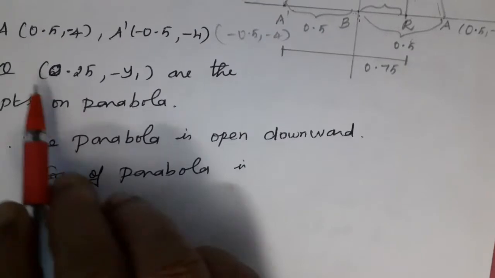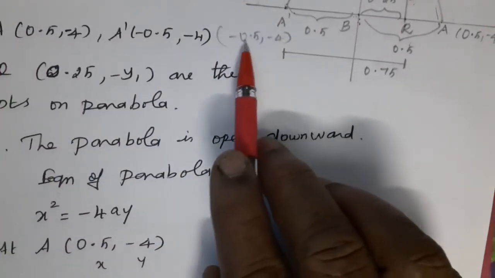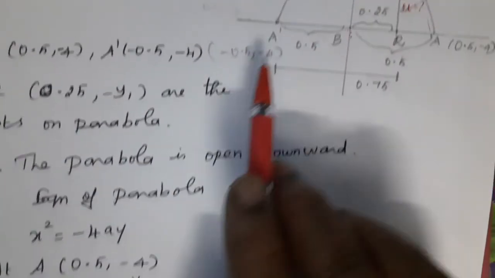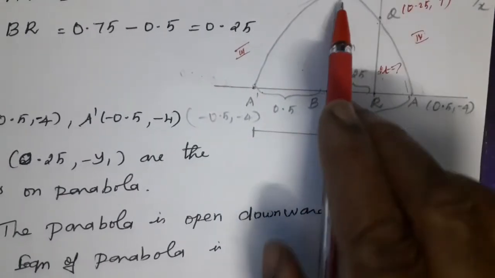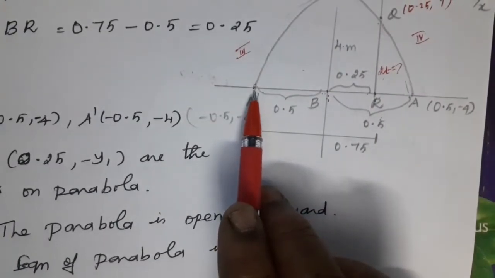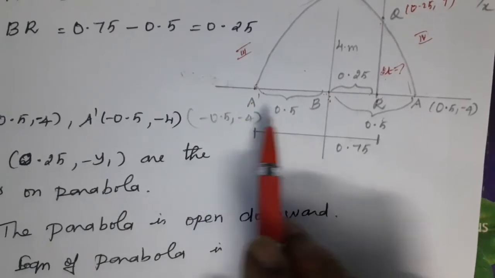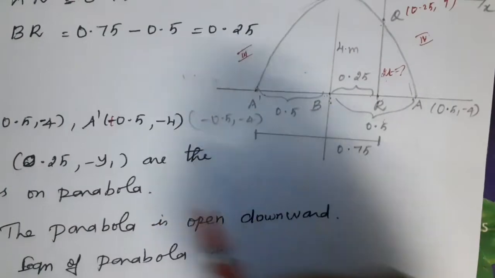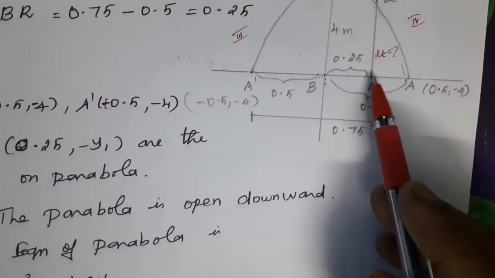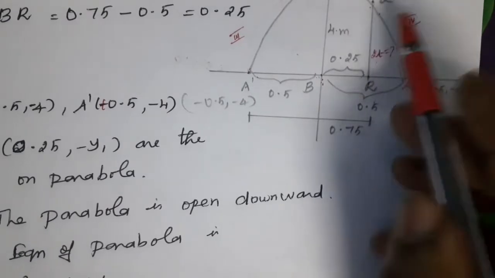Now listen. What is the A point? A point is minus 0.5 comma minus 4, because it is in the third quadrant. Vertex is 0.5 comma 4. Therefore from this we use 0.5 comma minus 4. A dash is plus 0.5 comma minus 4. What is our Q? Q is 0.25 comma minus y1.